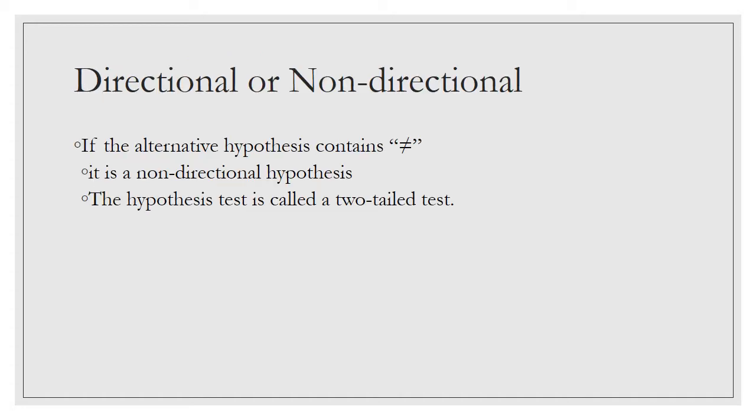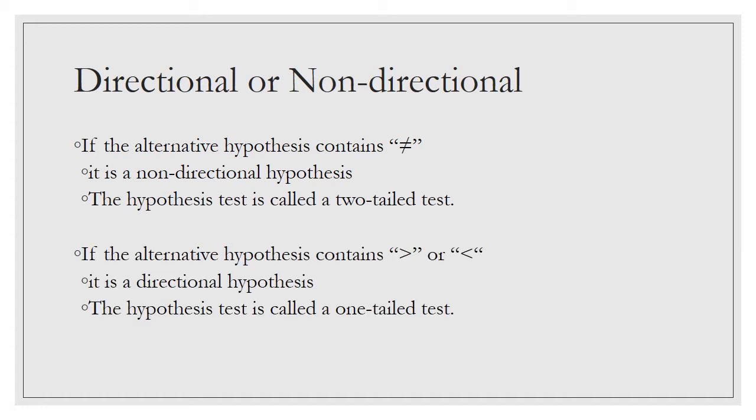Another way of stating this is that we have directional or non-directional tests. If the alternative hypothesis contains that inequality sign, it is a non-directional hypothesis, and we call that hypothesis test a two-tailed test. If the alternative hypothesis contains a greater than or less than sign, it is a directional hypothesis, and we call that a one-tailed test.